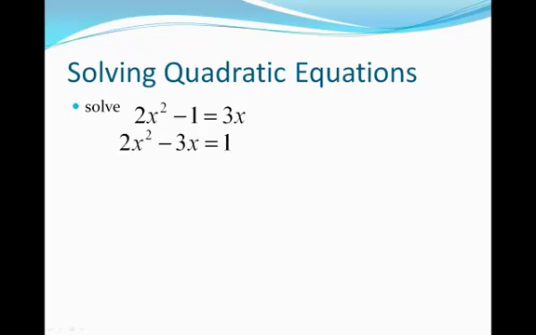So this will give me, let's see, if I subtract a 3x from both sides, 2x squared minus 3x, and add 1 to both sides. So 2x squared minus 3x equals 1. There we go. So that was step 1.